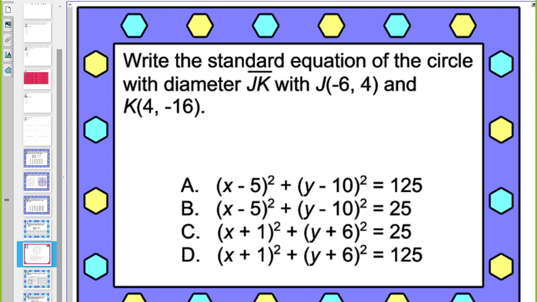Anywho, all right. So we did a few like this in the notes, so this shouldn't have been an issue for anybody. They want the standard equation, which means I need the center and the radius, but they're giving you endpoints of a diameter. Let's say -6, 4, and 4, -6. I think when I did this originally, I did it backwards. I think we found the radius first, and then we went and found the center. But let's do the center first. It's easier. How do we find the center?